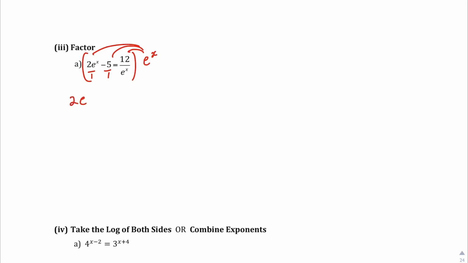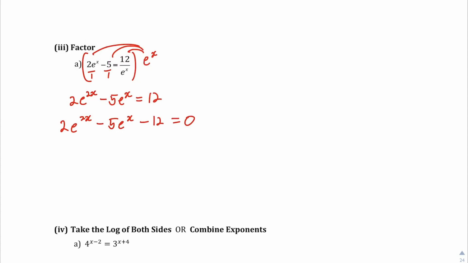And then I'm going to get 2e to the 2x. Remember, when multiplying, write down the base and add the exponents. And so that's where e to the 2x comes from. Minus 5e to the x equals just 12, because on the right-hand side they're going to cancel. 2e to the 2x minus 5e to the x minus 12 equals 0. And this is the point at which we can go directly to factoring.